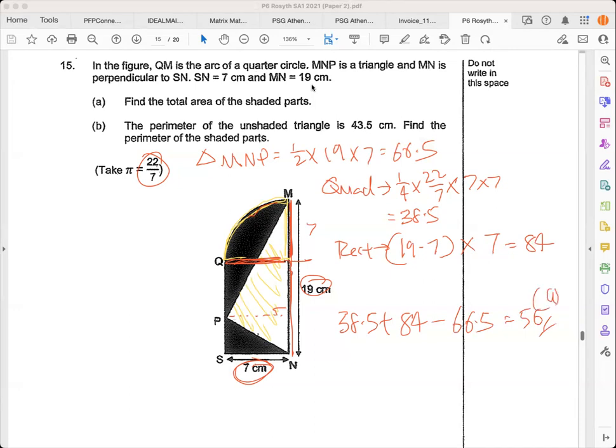Let's look at part B. The perimeter of the unshaded triangle is 43.5 centimeters. Find the perimeter of the shaded parts. So the perimeter of the shaded part is, let me show you, this. This is the perimeter of the shaded part. So this plus this plus the radius plus the length of the rectangle plus the circumference over here. All right.